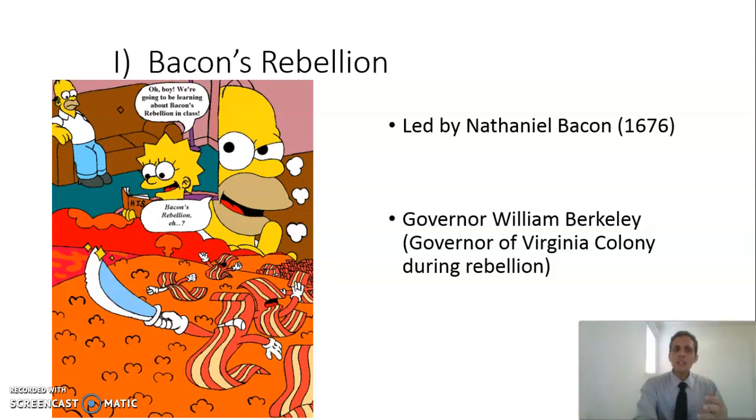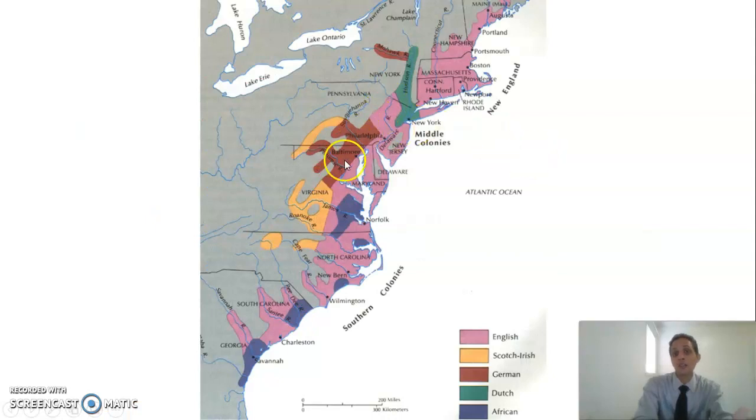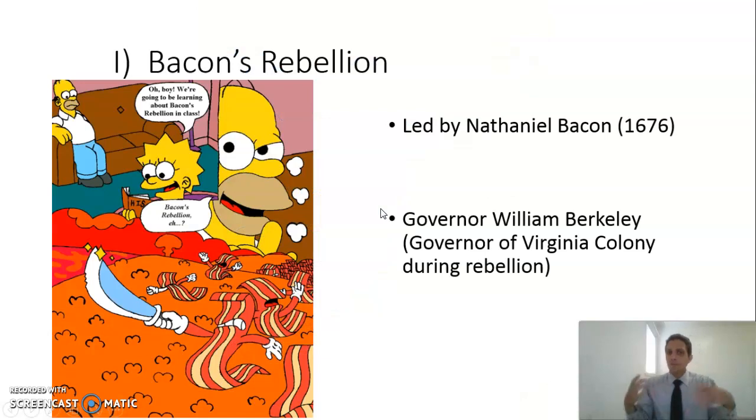The leader of this rebellion that breaks out in colonial Virginia in 1676 is a man named Nathaniel Bacon. Bacon happens to be one of our backcountry settlers. He lives in the western part of the colony. Now, the backcountry is not all different immigrant groups.